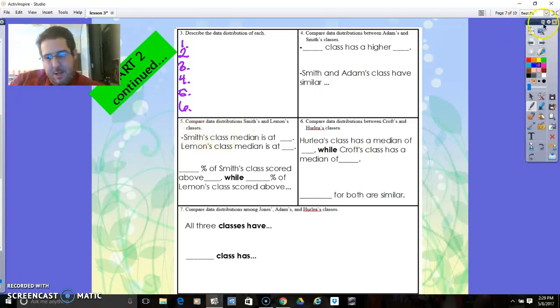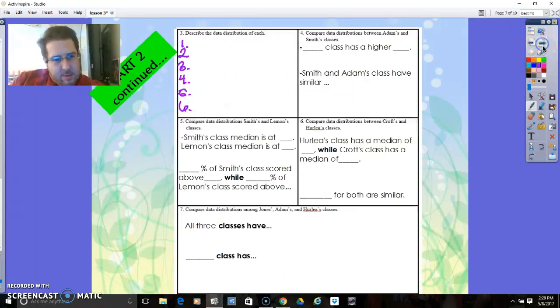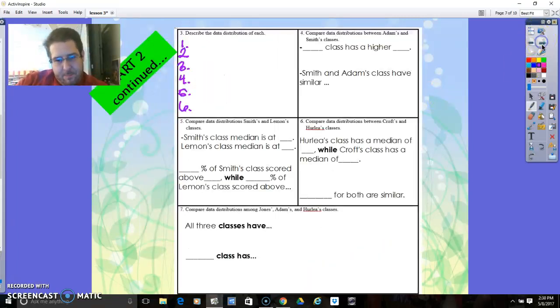Question number 5. Smith's class median is at blank. So let's see. Smith's class, we just talked about that. It's between 70 and 75, and I also gave my justification for why. And Lemon's class's median is at, let's see, Lemon's class. If you look at the data, you can literally count all of these circles and then find the circle that is in the middle. I'm sure when you do, you're going to find it somewhere in this 80 to 85 range. Remember, that is such a small distribution, because the spread is so much smaller than the other classes, that the median is fairly easy to find. It's going to be in one of these 3 plots, guaranteed. And it's most likely going to be in the one that's in the middle.